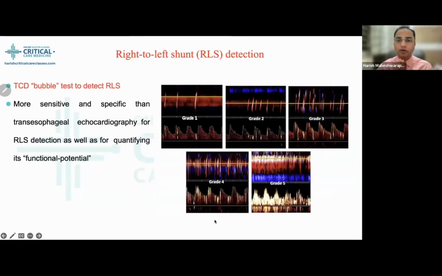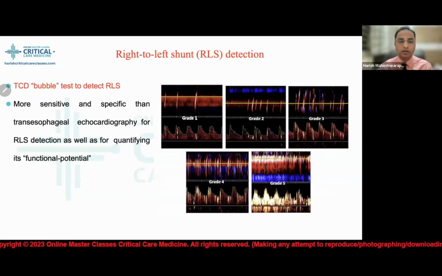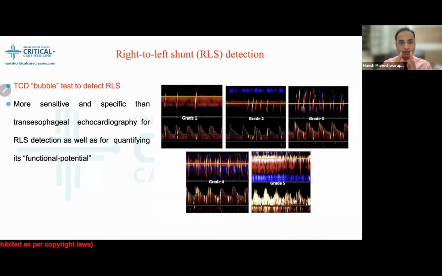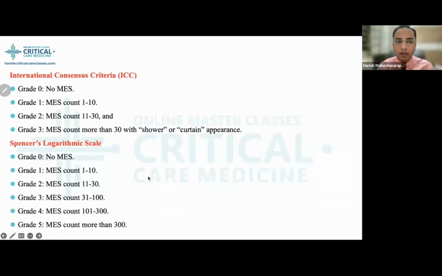Okay. So can we use TCD to get an idea about right to left shunt in patent foramen ovale? The TCD bubble test helps in detecting right to left shunt, and is more sensitive and specific than transesophageal echocardiography for right to left shunt detection, as well as for quantifying the functional potential. These are some of the grades: grade 1, 2, 3 up to grade 5. Grade 5 looks like a screen. So it not only identifies right to left shunt with good sensitivity and specificity compared to transesophageal echo, we can also quantify it from grade 1 to grade 5.